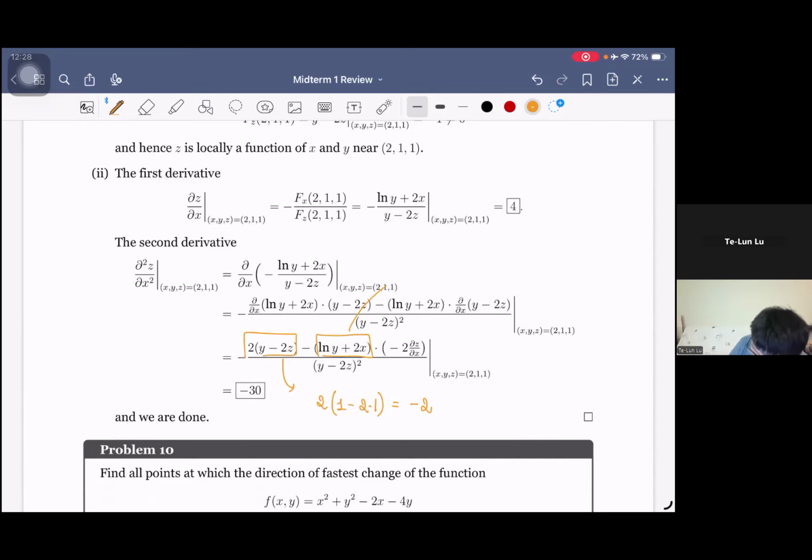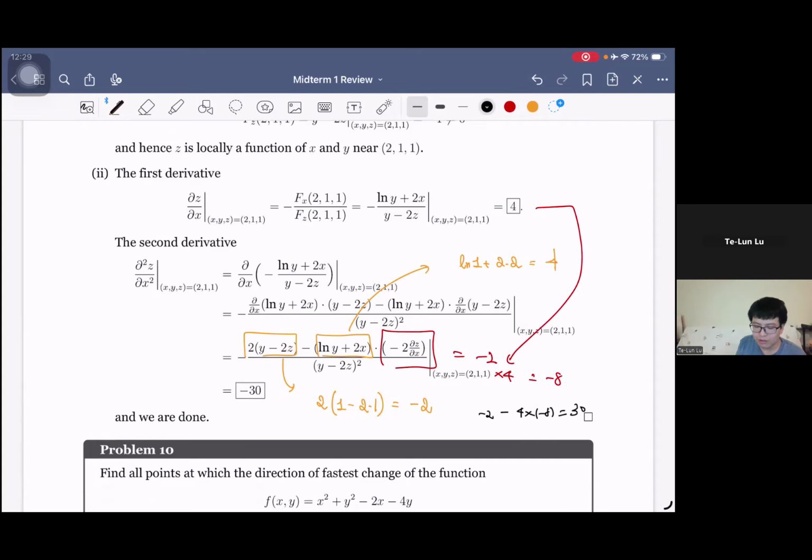And this guy is ln 1 plus 2 times 2. So that's 4. And what is this guy? This is minus 2 times our previous answer here, times 4, sorry. So that's minus 8. So eventually you have minus 2 minus 4 times minus 8. That is 30. And you have an extra minus sign here, and the denominator is 1, so you get minus 30.